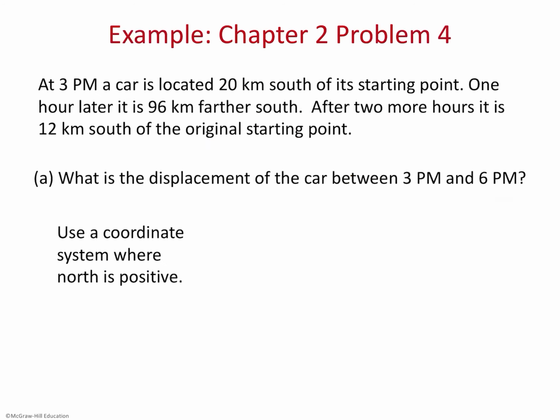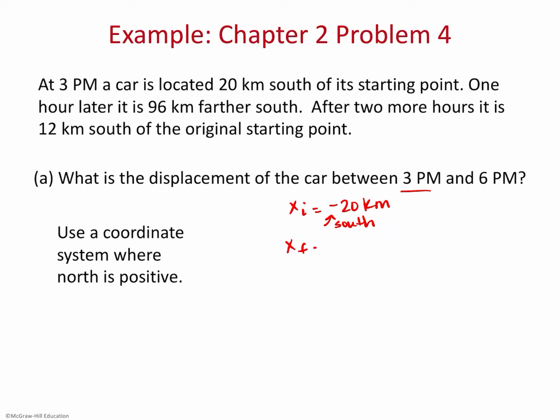Okay, so this example right here is saying that at 3 p.m. a car is located 20 kilometers south of its starting point. 1 hour later, it is 96 kilometers farther south. After 2 more hours, it is 12 kilometers south of the original starting point. Okay, so what's the displacement of the car from 3 to 6? At 3, that's the initial, it was at negative 20 kilometers. It's negative because it's south.